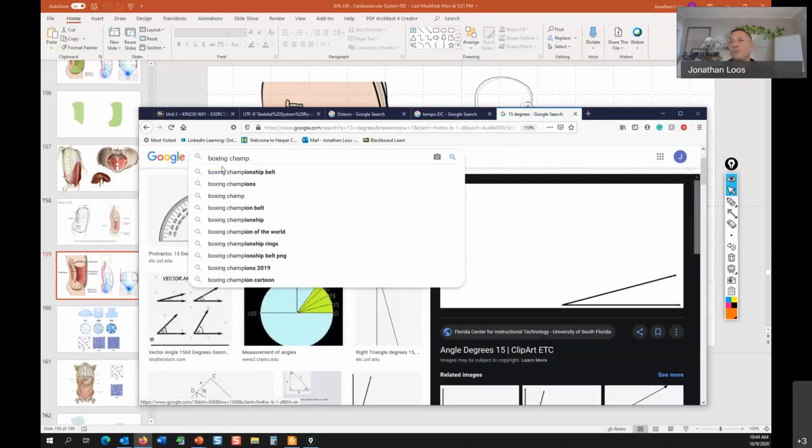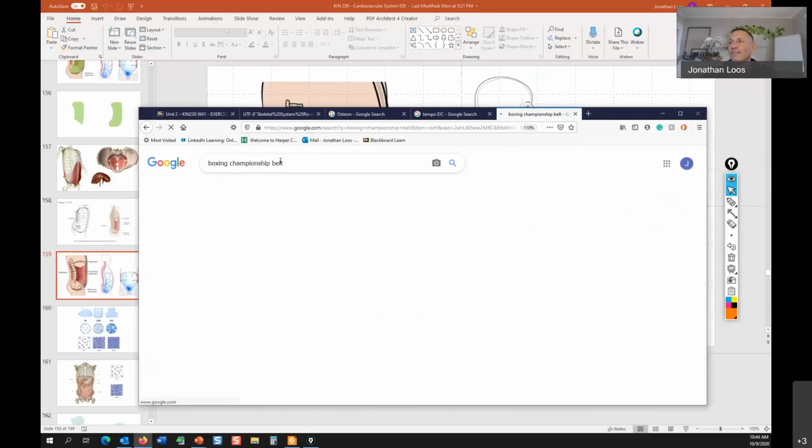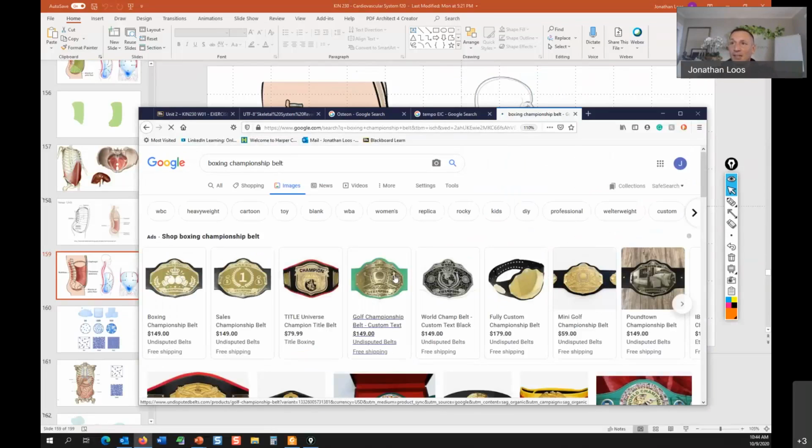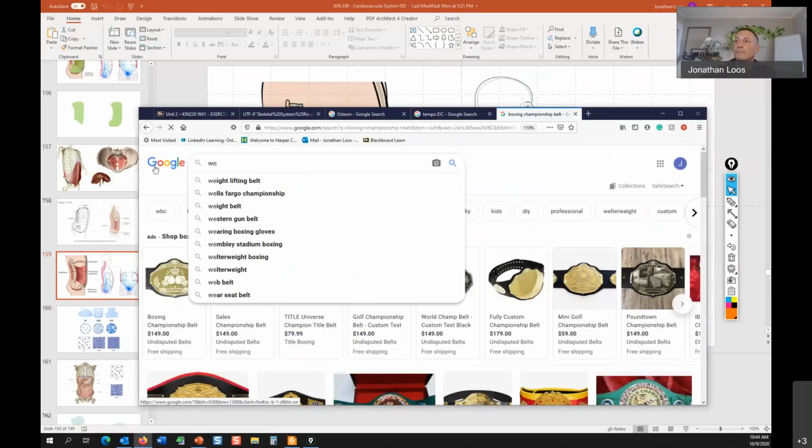Yeah, it's right there. Perfect. See, Google reads my mind. So it's like one of these belts, and it's shaped that it comes big in the front and it wraps all the way around.